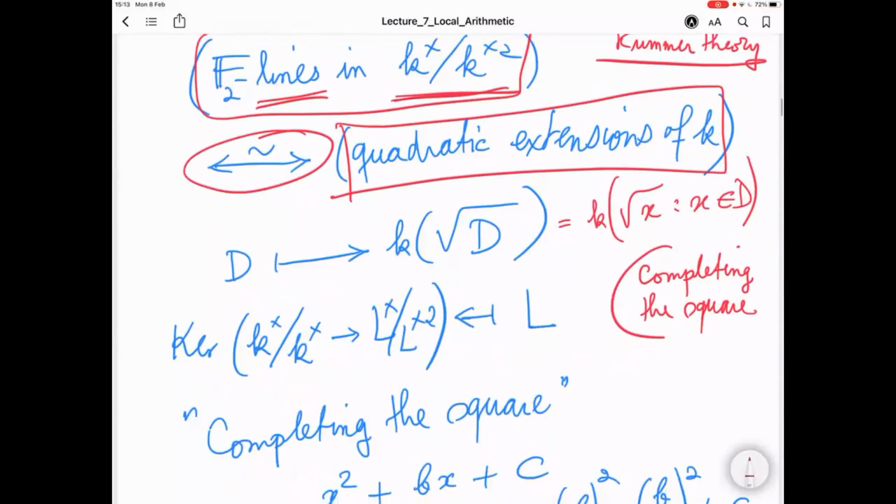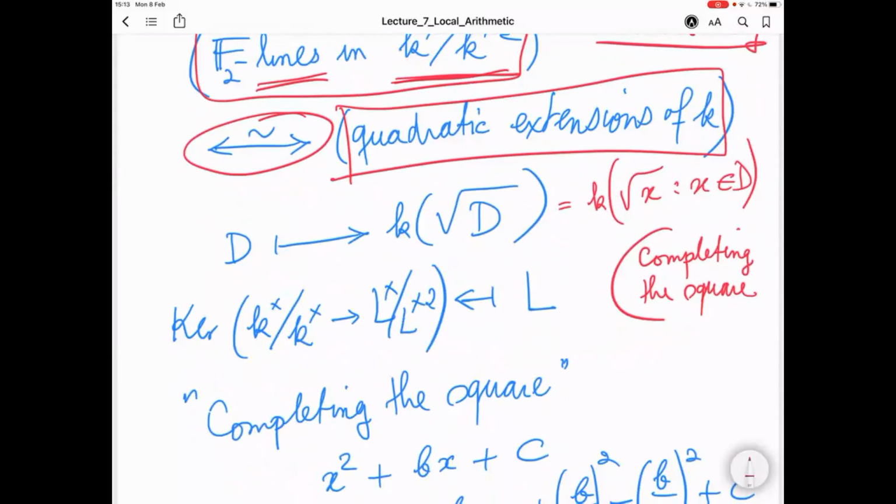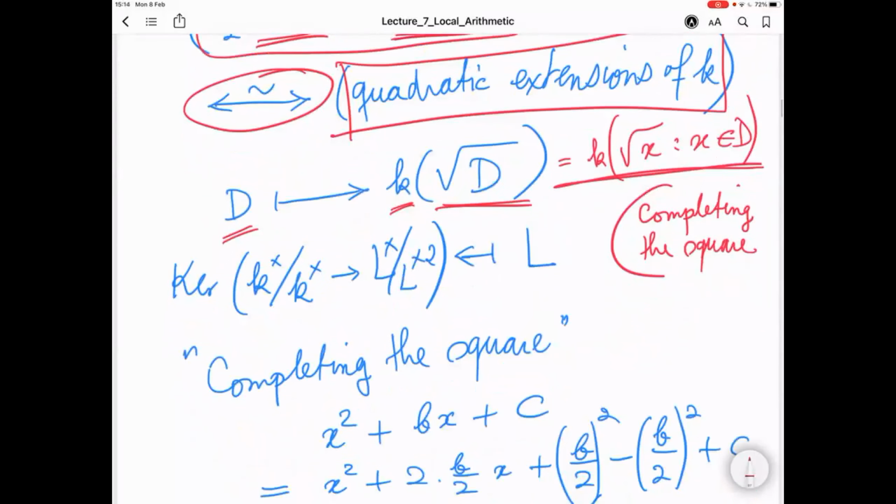And what is the map which gives this bijection? It takes a line, a vector subspace of dimension 1. So it's just a subgroup of order 2. It takes this subgroup D to K adjoined the square roots of everything in D. Okay? And what is the map in the other direction? If I'm given a quadratic extension L, how do I get a line in K star modulo K star squares?